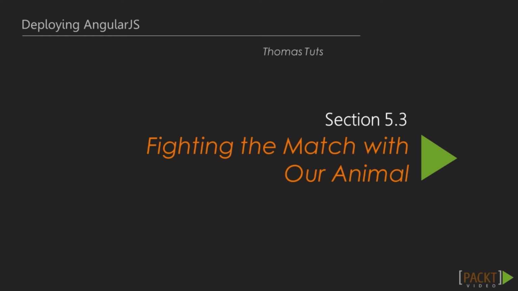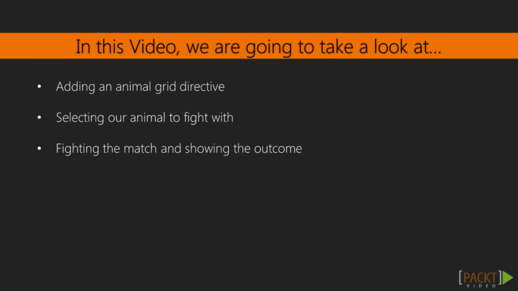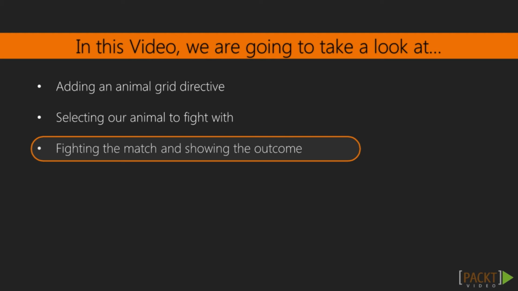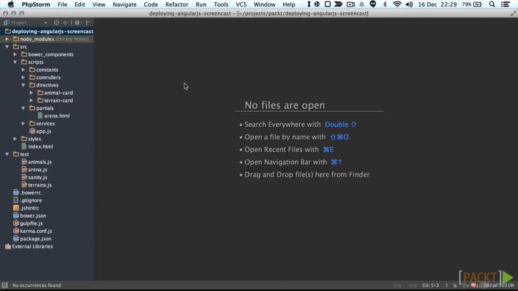This is the third video of section 5 on developing the application. In this video, we will generate a grid with animals to select our own animal and then find the match with it. In short, that means adding an animal grid directive, then adding the logic to select an animal to fight with, and then finding the match and showing the outcome. First, we'll create a small grid containing all animals. We can then choose an animal from this list to find the match with.